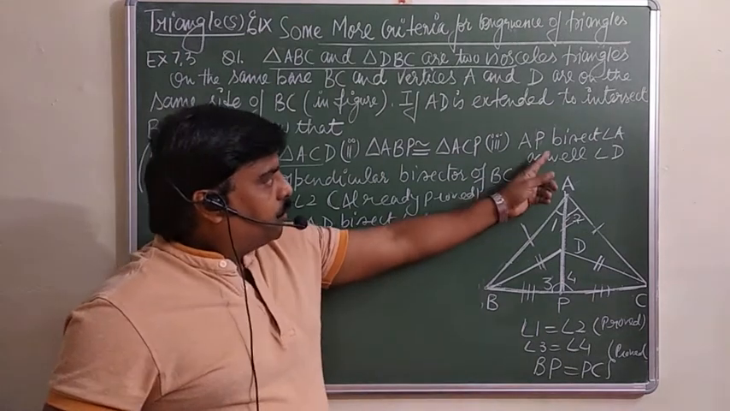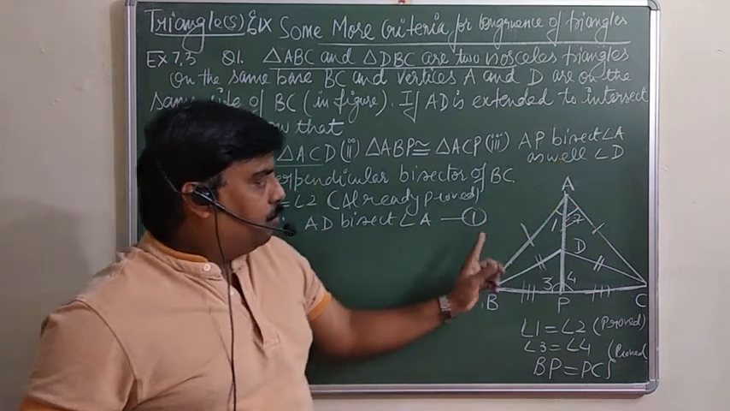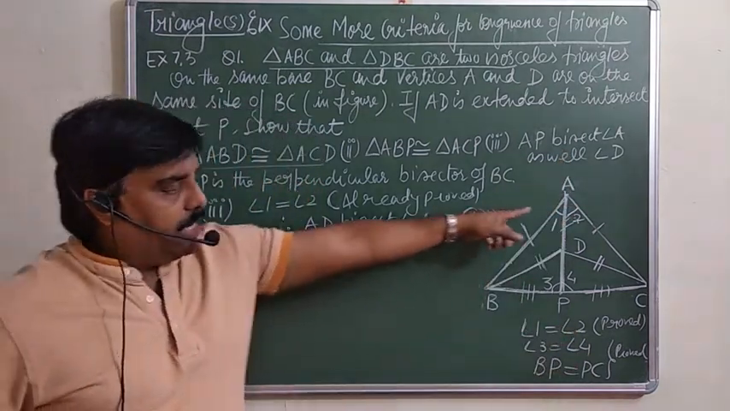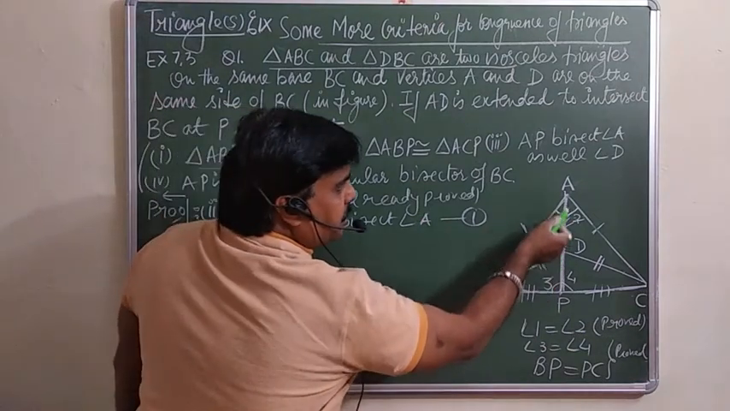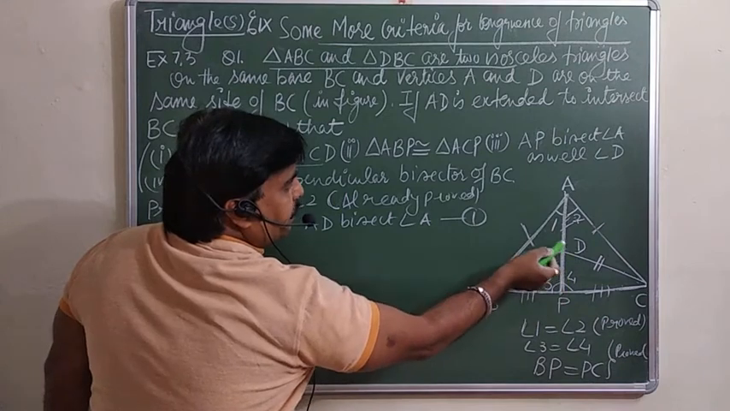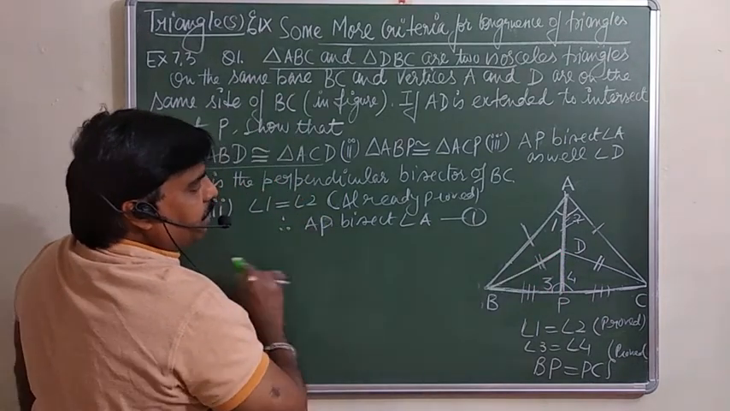Okay. Now the third part: we want to prove that AP bisects angle A as well as angle D. Angle 1 is equal to angle 2 is already proved. So then AD bisects angle A. Now to prove that AP is also bisecting, you can write down in place of this one, you can say AP bisects.